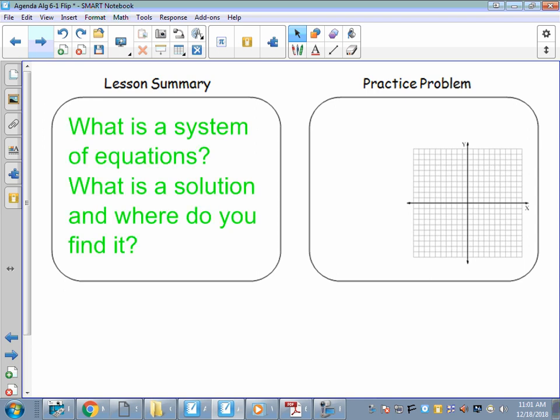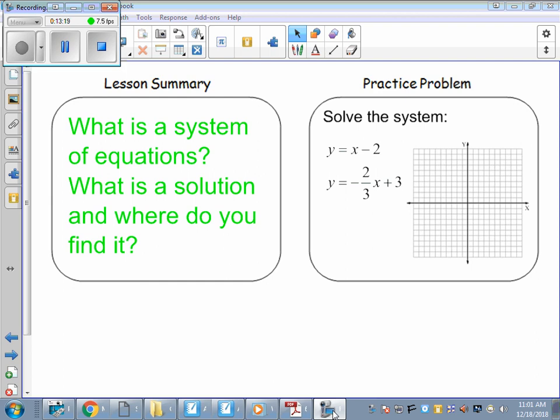So our lesson summary here is: what is a system of equations, what is a solution, and where do you find it? Pretty simple question there. And then our practice problem here, notice I've got a grid for you, graph paper here. We're going to solve this system of equations. So you have to graph those two lines and then give me how many solutions it has and what the solution is if it has one solution. Okay? That is section 6.1, and that's all there is to it. Bring your questions, we'll be ready to roll.